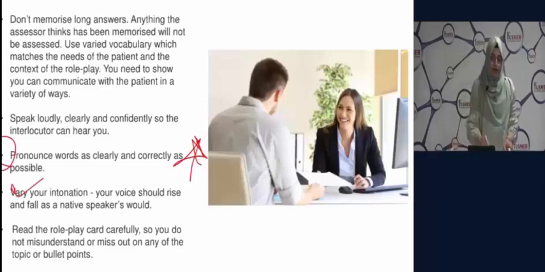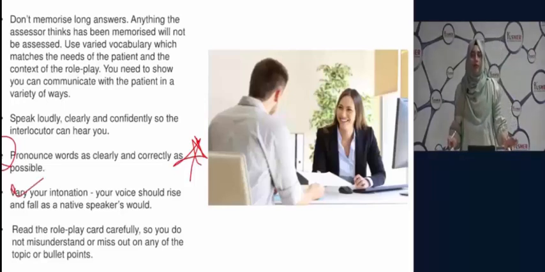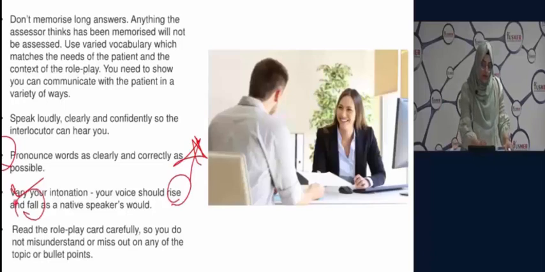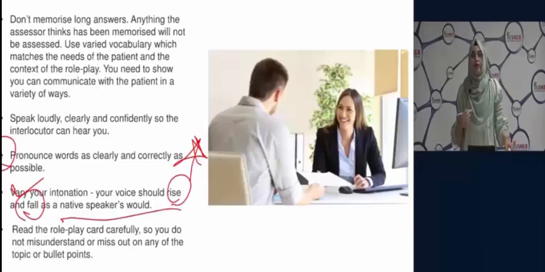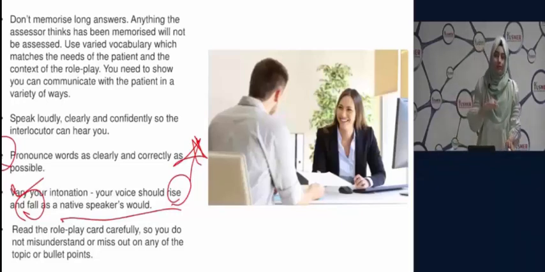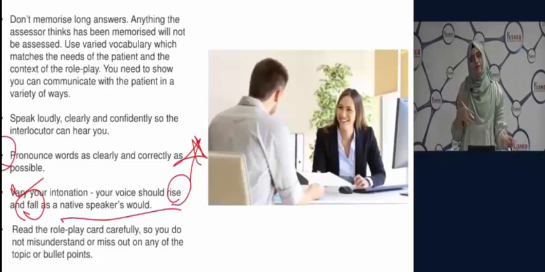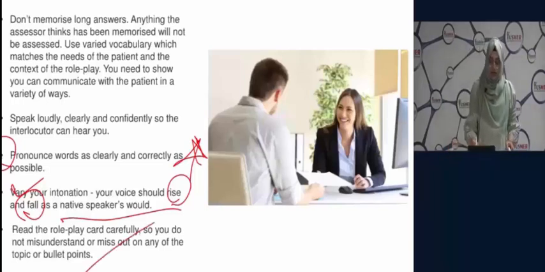Vary your intonation. So do not talk in a monotonous voice. Show empathy and do not be monotonous. Your voice should rise and fall as a native speaker's would. If you are not a native speaker and if your speech is memorized, your voice will be monotonous. You'll speak like a robot. But if you're very fluent in English, then you would speak just like a native speaker, as if it's your first language. Read the role play card carefully so you do not misunderstand or miss out any of the topics or bullet points.